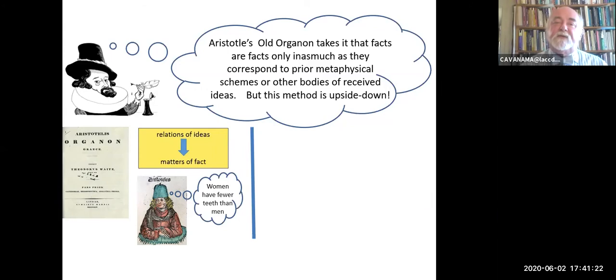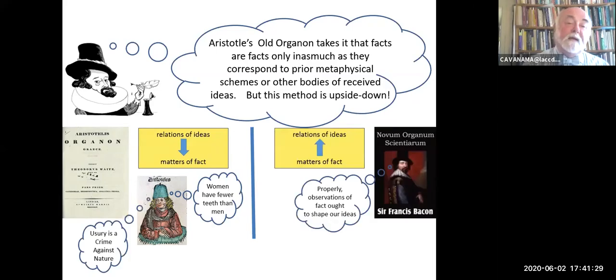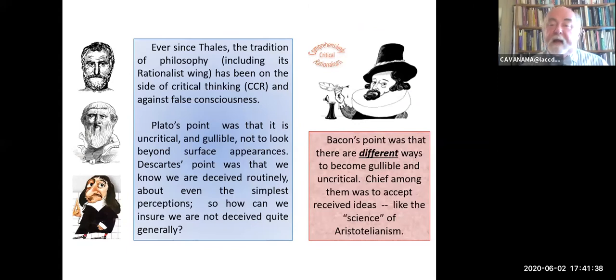Takes it that facts are facts only inasmuch as they correspond to a prior metaphysical scheme, that relations of ideas determine matters of fact. Bacon says, no, it's the other way around. Matters of fact do determine and ought to determine the relations of our ideas. Now, ever since Thales, the whole tradition of philosophy has been CCR, comprehensively critical rationalism. Whether you take a rationalist point of view or you take an empiricist point of view, this is no less true. Look out for false consciousness. Avoid gullibility. This has been the message of all of them.